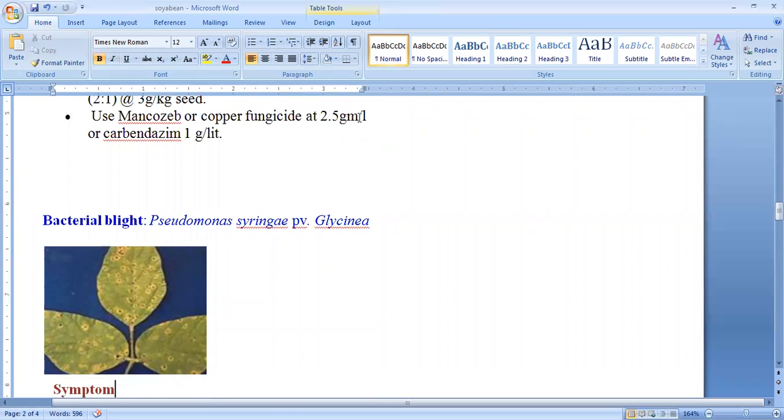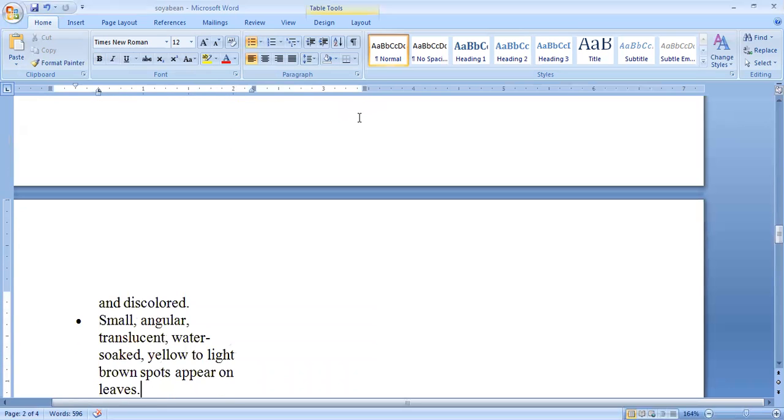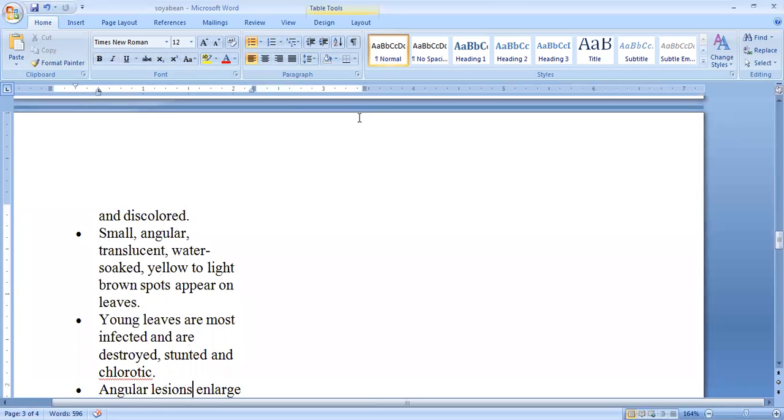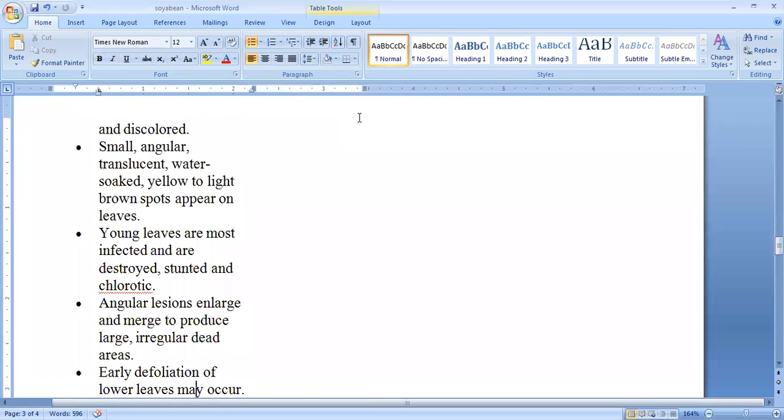Third is bacterial pustule, caused by Pseudomonas syringae pv. glycinea. Symptoms are that the seeds may develop raised or sunken lesions and become discolored or shriveled. Small, angular, translucent, water-soaked, yellow to light brown spots appear on the leaves. The young leaves are mostly infected and destroyed.